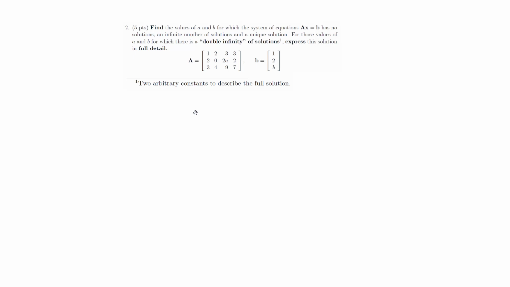So it's time to push the pause button and to try to do this exercise by yourself.